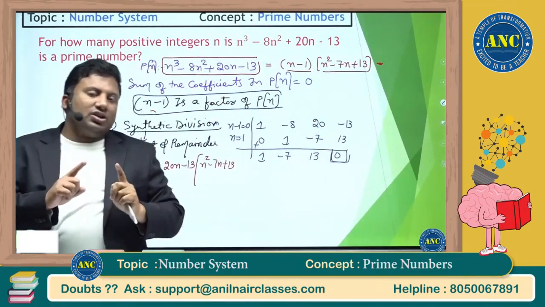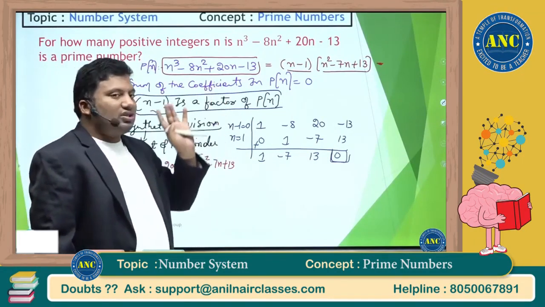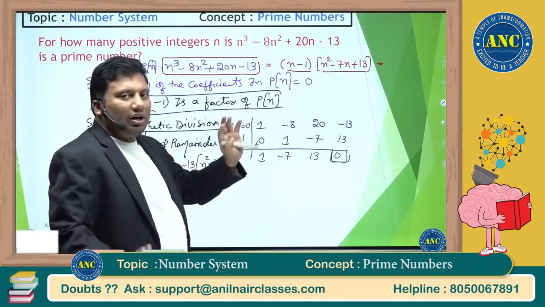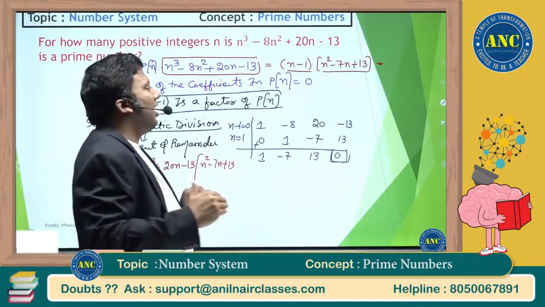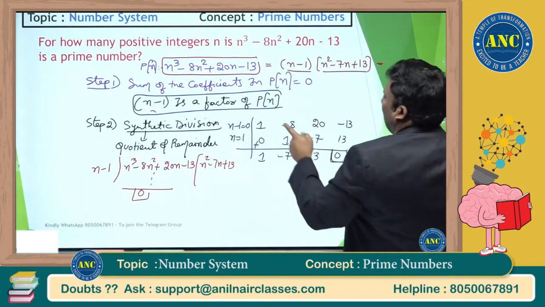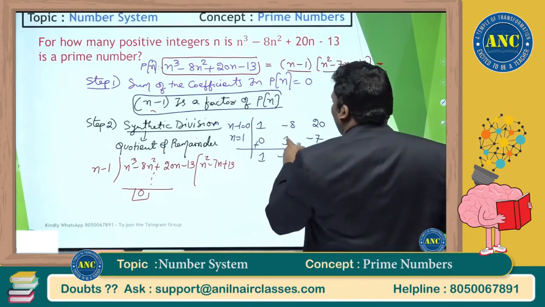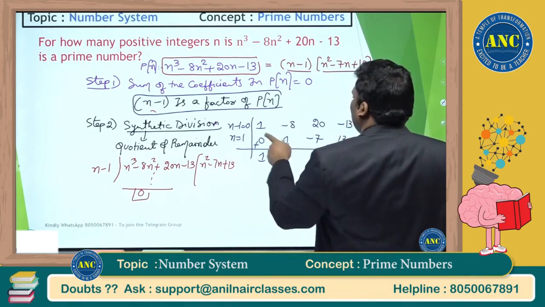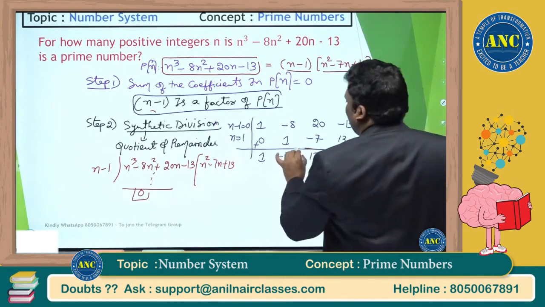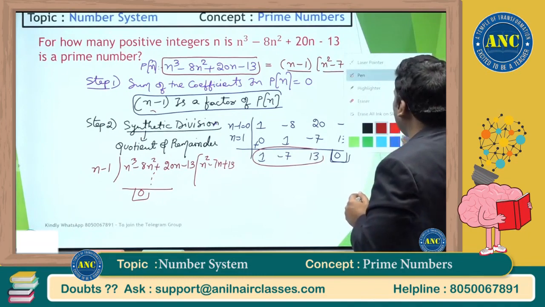The sum of the coefficients in P of n is equivalent to 0. That means n minus 1 is a factor. One factor we got. One is generic division, another is synthetic division. 1, minus 8, 20, minus 13. n minus 1 is a factor, n equivalent to 1. 1 plus 0, 1. 1 ones are 1. Minus 8 plus 1, minus 7. 20 minus 7, 13. 13 ones are 13. So what is the quotient value? 1, minus 7, 13. Now the logic becomes easy.